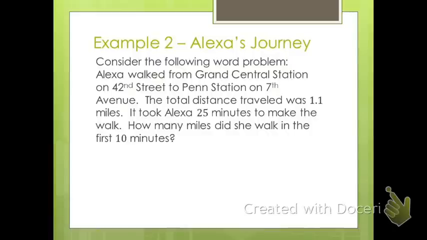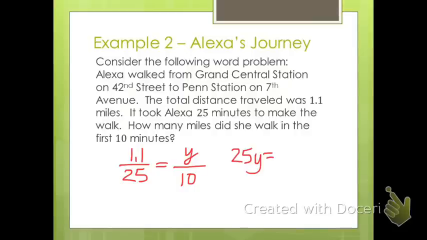Okay, so you might think to use a proportion for this, and we can set up that proportion by saying she went 1.1 miles in 25 minutes, so she could go some number of miles in 10 minutes. All right, so I would set those cross products equal, so I would have 25y is equal to 10 times 1.1, which would be 11.